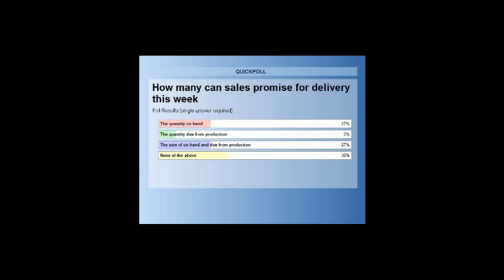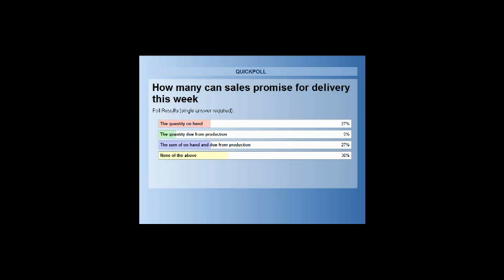Some people said the quantity due from production. The problem with that is that material doesn't get here until Monday of next week. And our friend Harry wants to know what he can ship to the customer by Friday of this week. Others said the quantity on hand. The problem with that is some of that material has already been promised to customers on those open customer orders.